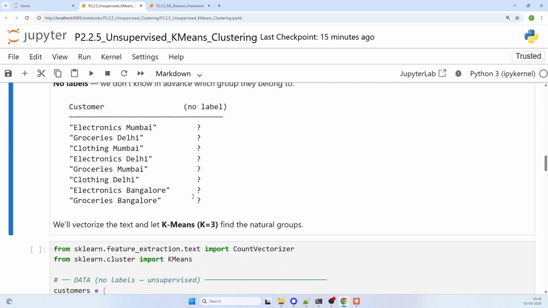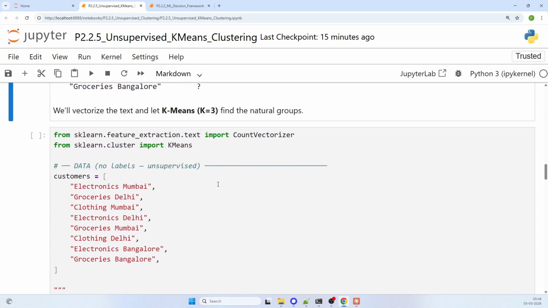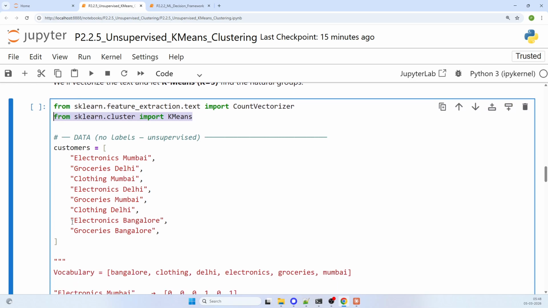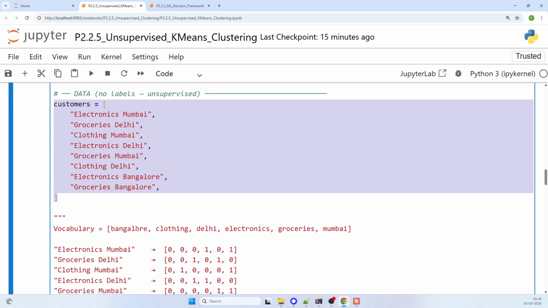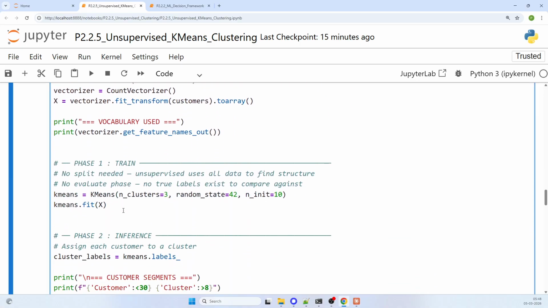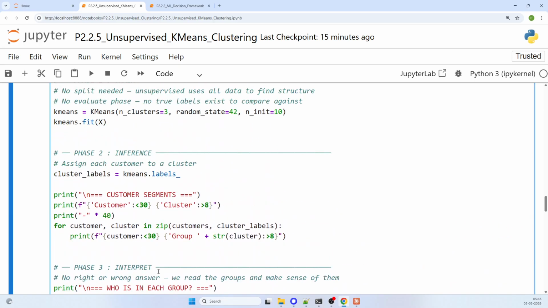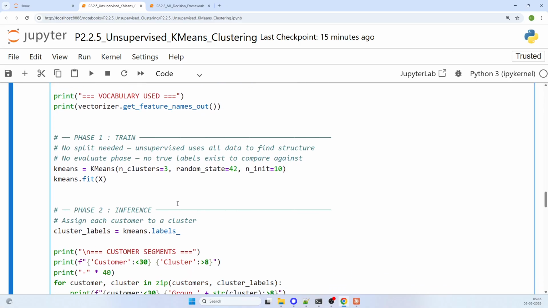So let's deep dive into the programmatic part. As usual, I'm using scikit-learn. Now I am using the k-means algorithm. This is my customer data, no labels, unsupervised. Here, one interesting thing is you will have only two phases, or the third phase is just for the sake of convention, but you will not have an evaluation phase here.